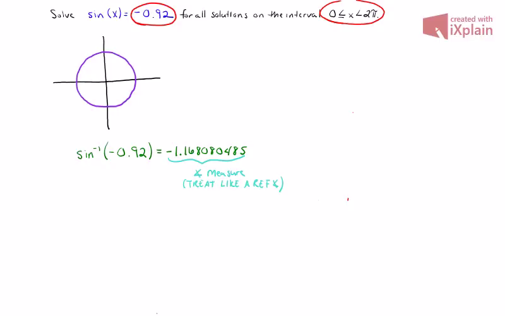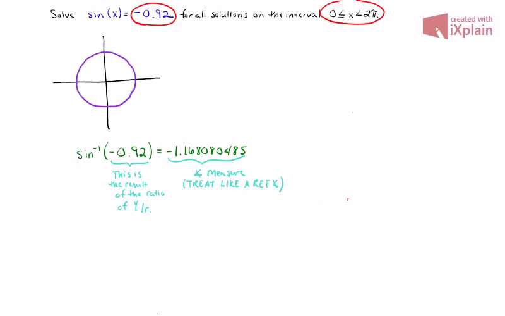The other thing that I want you to know here is, again, remind yourself that the negative 0.92 is the result of the ratio of y over r, because again, we know that the sine of an angle gives us the ratio of the y value from our coordinate point divided by the radius.